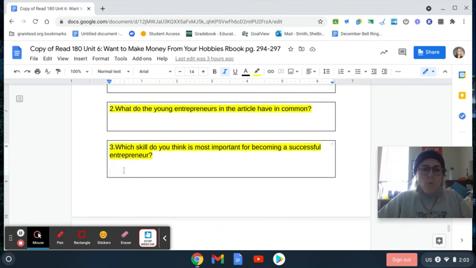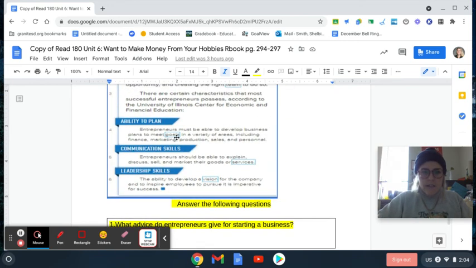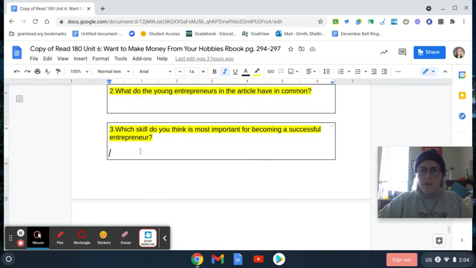And number 3, which skill do you think is most important for becoming a successful entrepreneur? And for this question, I'd go back up to right here, and I look at these skills. What do you think is most important? Being able to plan, being able to communicate, or being a leader? It's up to you what you pick. Okay? Hope you guys enjoyed that.